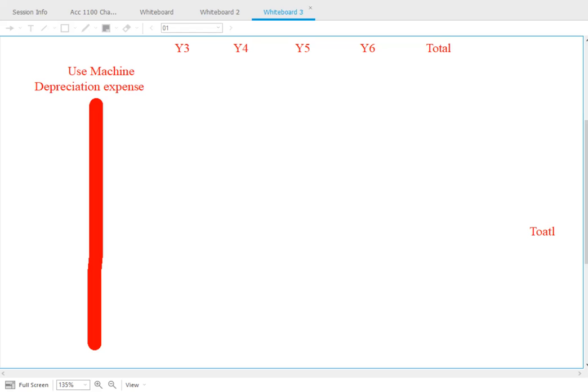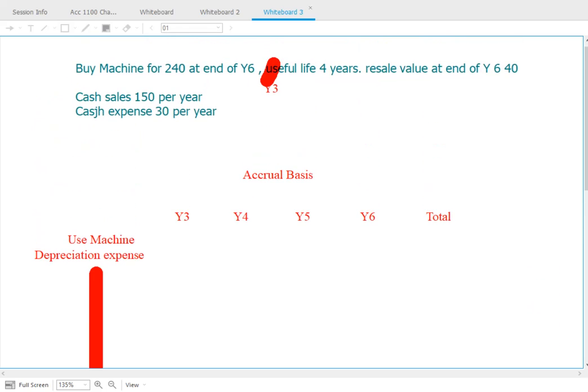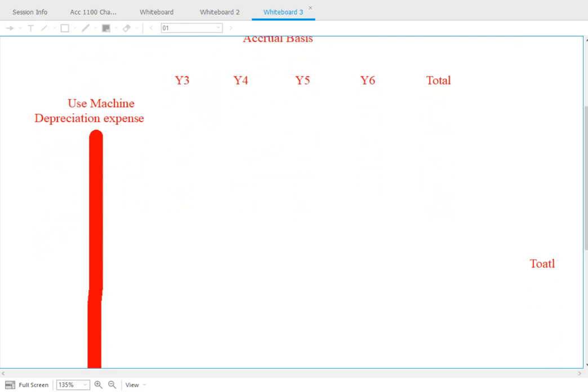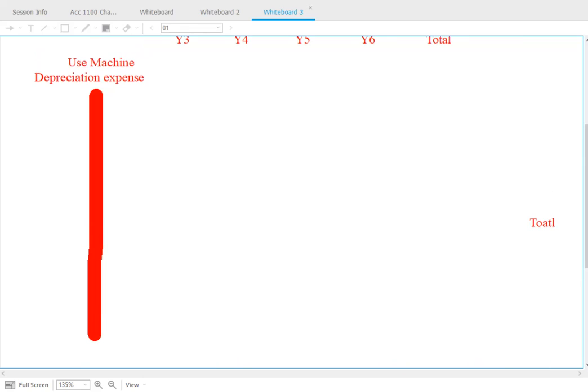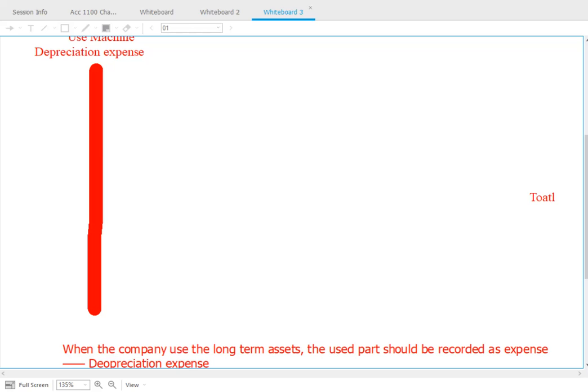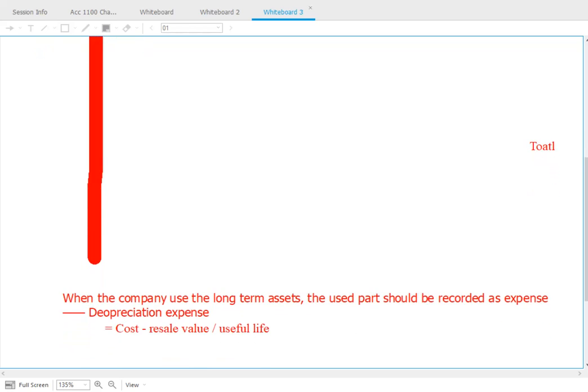We're going to have a whole chapter about depreciation, but for now, I'm going to give you the simple way to calculate the depreciation expense under what we name the straight line method. How are we going to know how much we use from the asset every year? We apply the following formula: the cost minus the resale value, divided by the useful life. That tells you how much of the asset has been used.